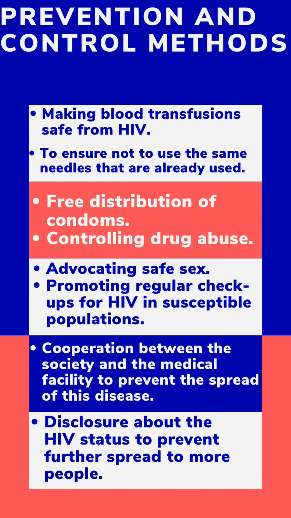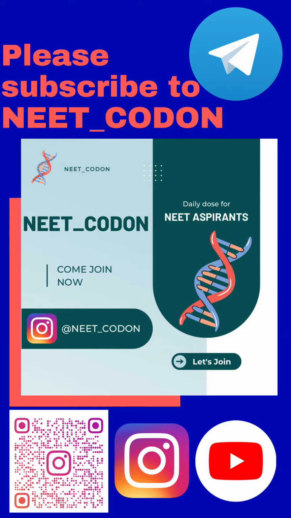So what are the prevention and control methods? First of all, we should give safe blood, making blood transfusion safe from HIV. Second, ensure not to use needles that are already used. Then free distribution of condoms and controlling drug abuse. Advocating safe sex and promoting regular checkups for HIV in susceptible populations. And cooperation between society and the medical facility to prevent the spread of this disease, and disclosure of HIV status to prevent further spread to more people.